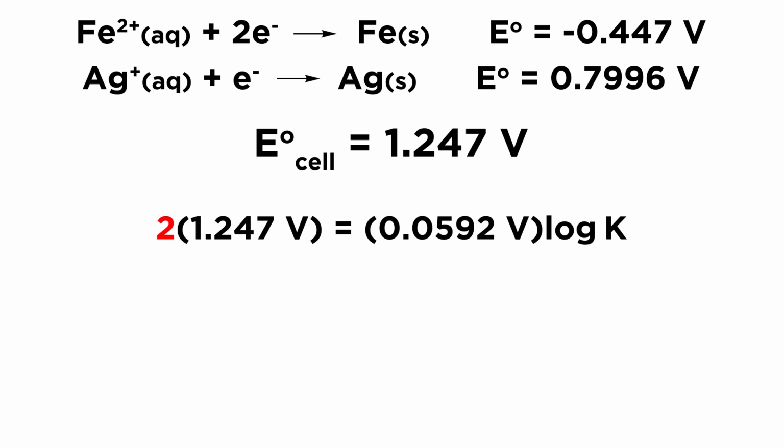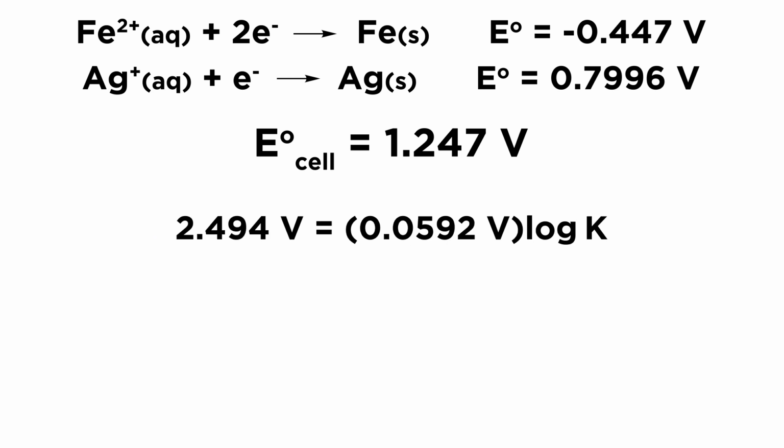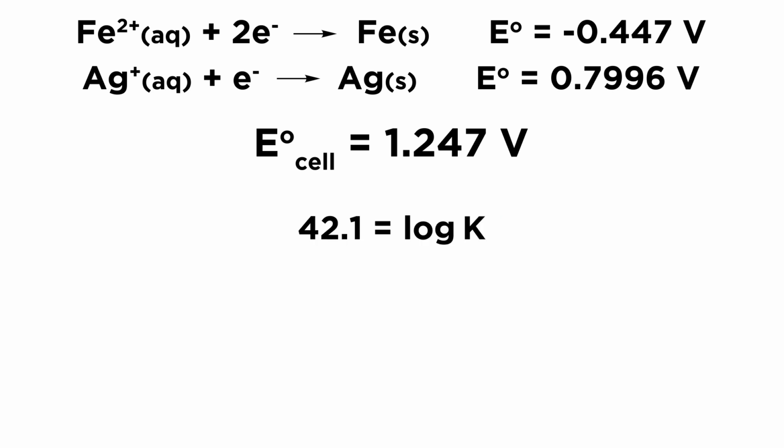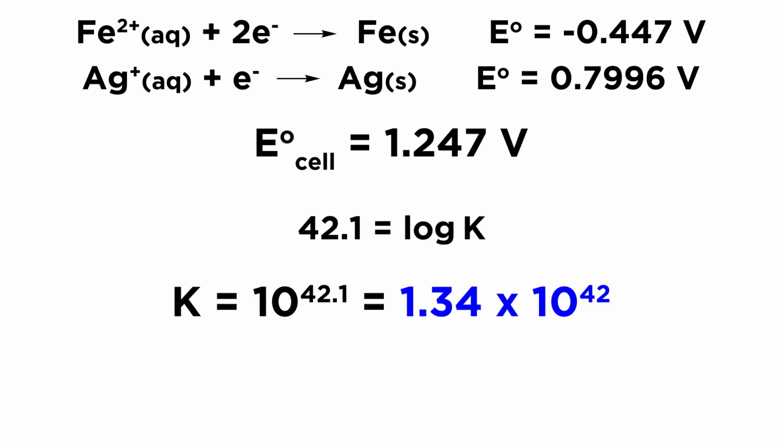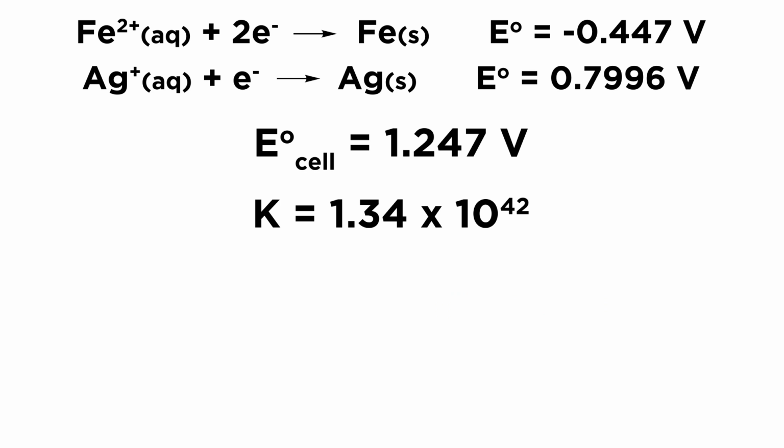Let's just bring 2 up to the other side and double that E cell value. And then let's divide by this value, and we get 42.1 equals log K. Now, if we remember a little bit about what logarithms are, if you need some review, you can check out my tutorial on logarithms. But we can solve this by saying that K is equal to 10 to the 42.1, and if we put that in the calculator, we get 1.34 times 10 to the 42. So that is an extremely large value for the equilibrium constant. This equilibrium very heavily favors the products, and that is our K value, which is what we wanted.